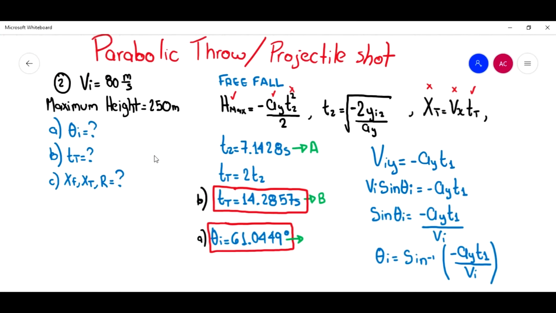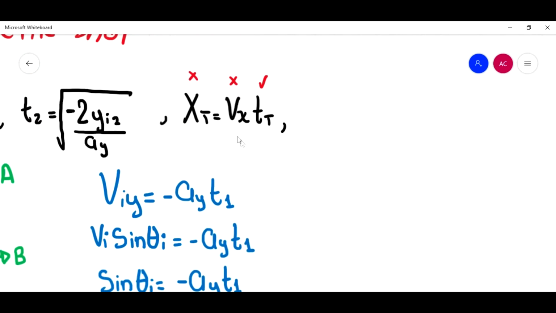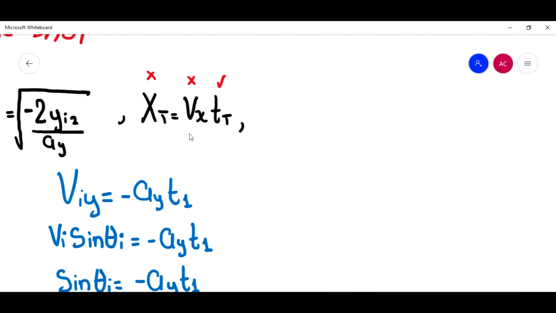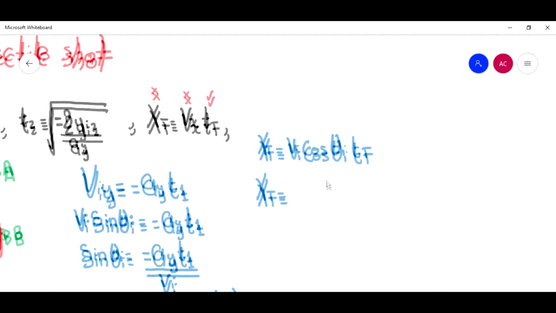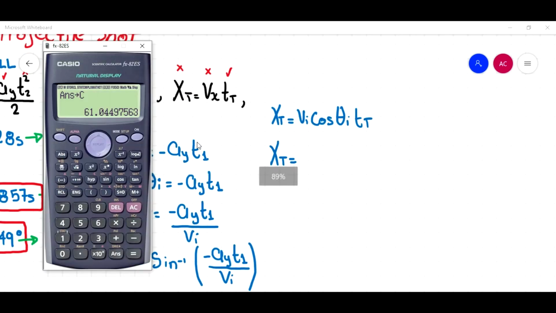Now the only thing that I haven't found is the total distance. So for total distance, I'm going to use this equation over here. I'm just going to continue writing it. So total distance equals bx. Remember that there is an equation that says that bx equals initial velocity that multiplies the cosine of the initial angle, and that multiplies total time. I already got that information because I already got the initial angle. So it's going to be initial velocity.